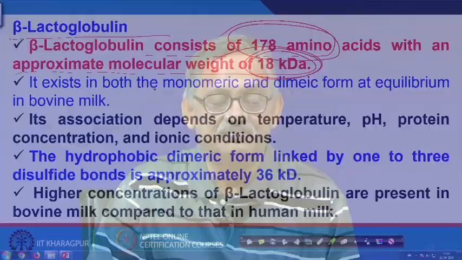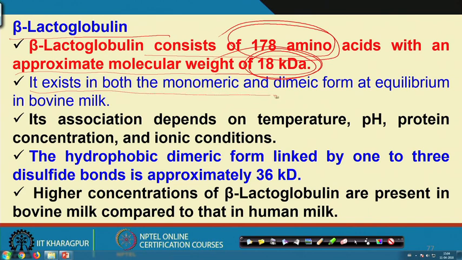It exists in both the monomeric and dimeric form at equilibrium in bovine milk, right. Not alpha, beta one only, both monomeric and dimeric form is there. Monomer, that is the unit, right, and dimer, the double of that, two of them. Both of them, monomer and dimer, are in equilibrium in bovine milk, right. Bovine means those like cattle which are reared at home normally, right.